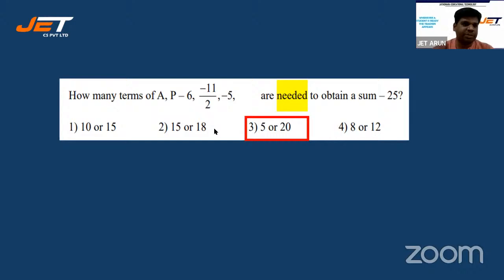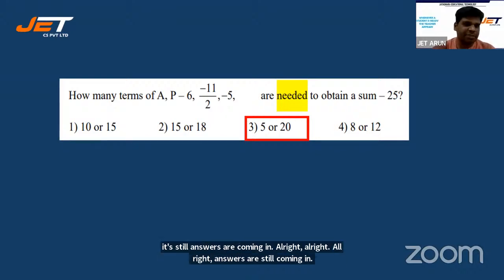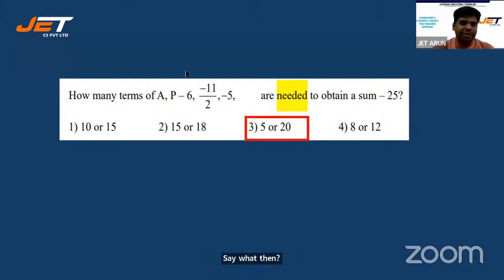It's 5 or 20 students. Sai Vardhan is right. Oh, students, okay, still answers are coming in. All right, answers are still coming in. So Riya, Gayatri, Vishwant, Varun Tej, Sai Vardhan. All right, let's go for the next one.